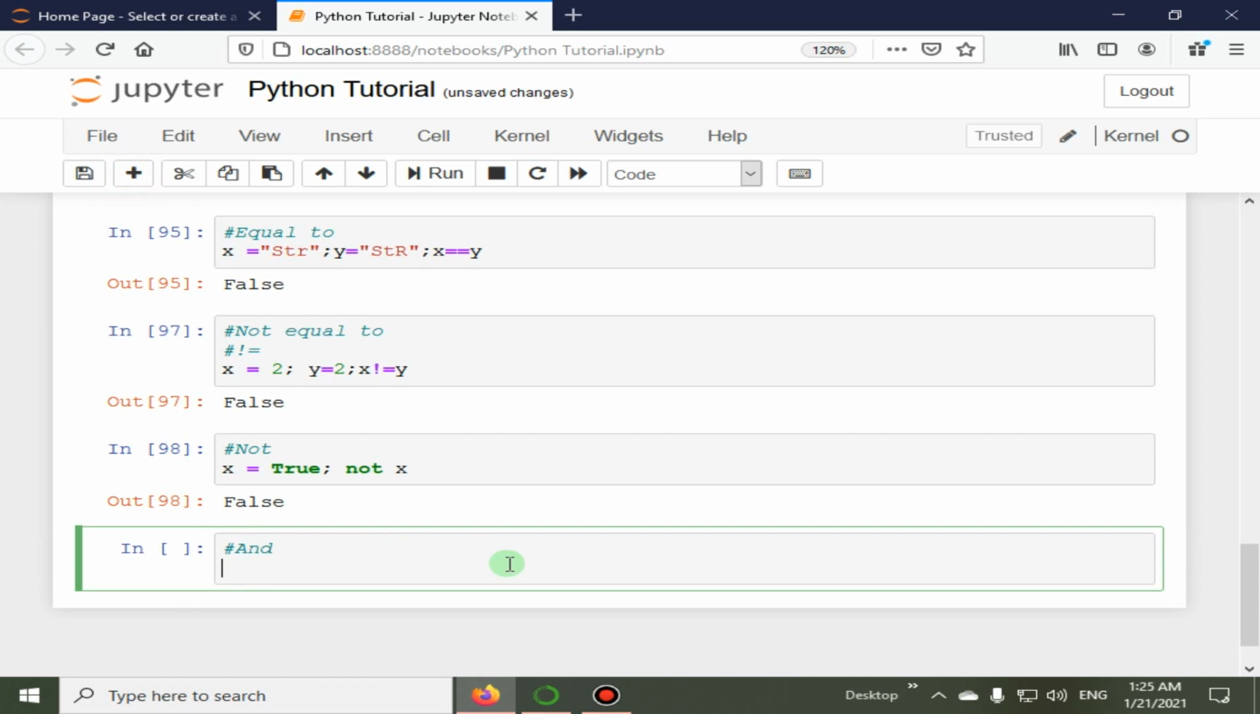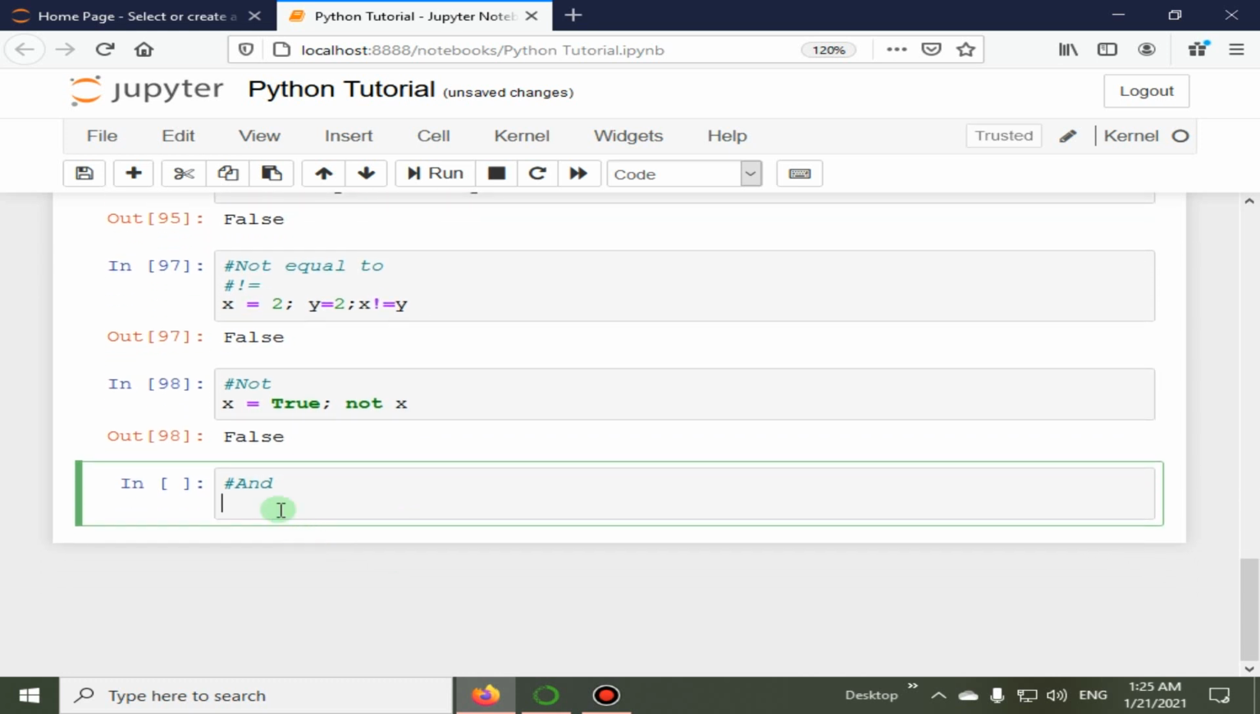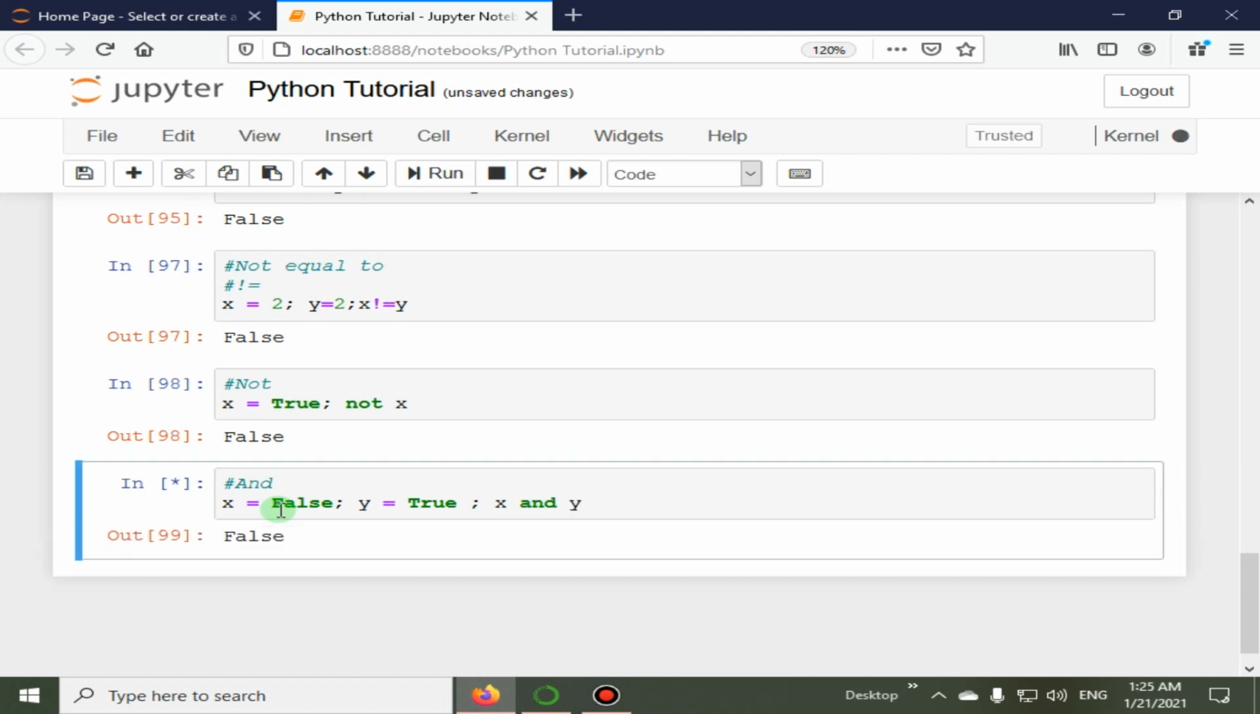And our next one is AND. This is Boolean AND. X and Y returns false if X is false, else it returns evaluation of Y. X is equal to false and Y is equal to true, and next X and Y, it has returned false.